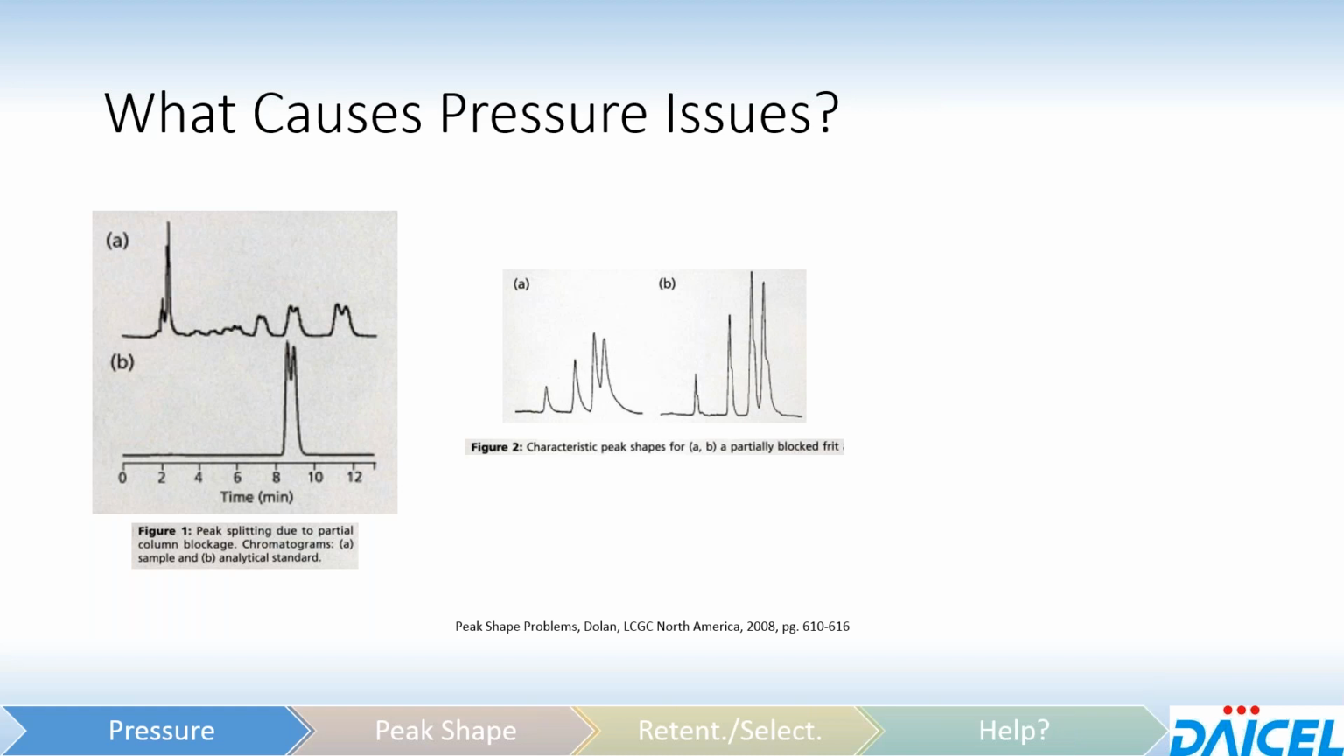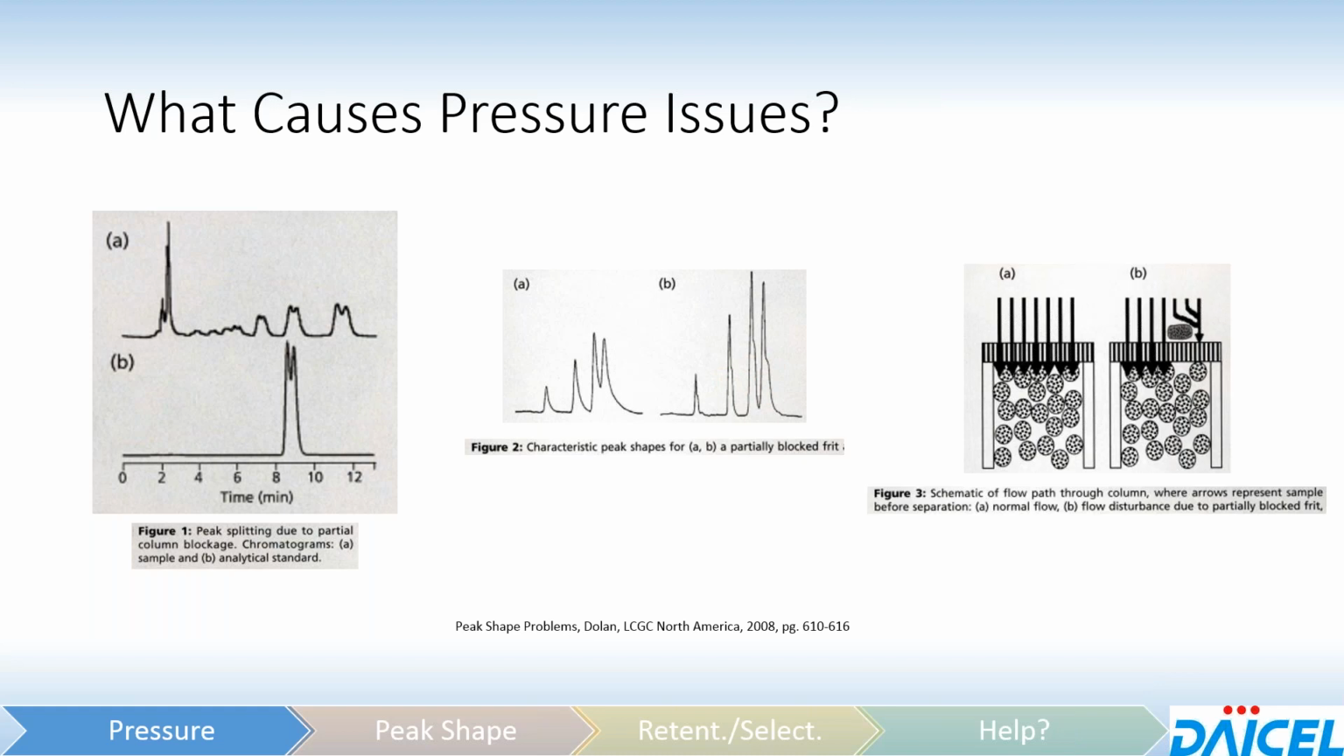You could also see it manifesting itself in some severe peak tailing, as in this particular case here, or in maybe not as obvious a case, you might see a shoulder on the backside of the peak. And these make sense when you look at what exactly is happening on the column as a result of a blockage within the inlet frit.